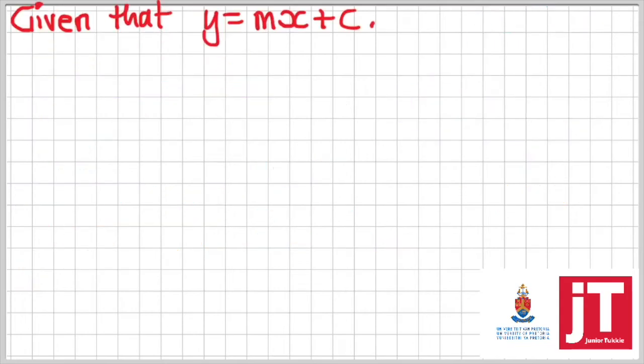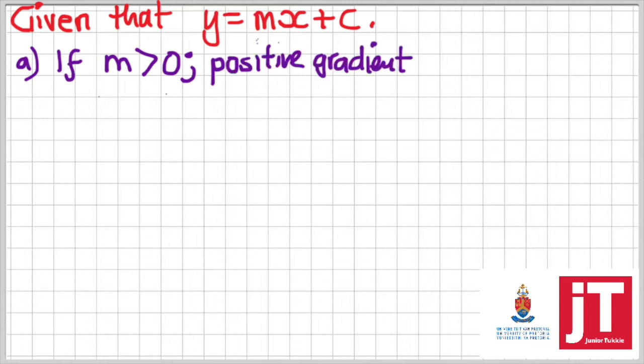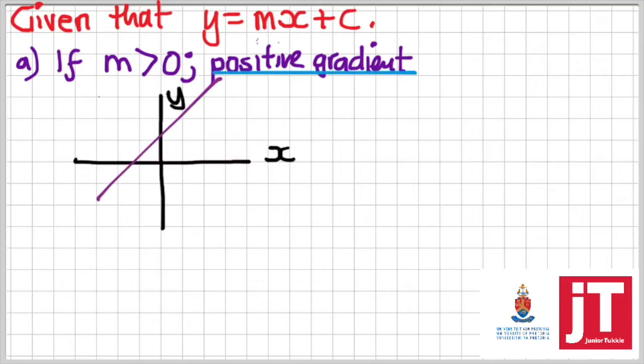We move on to a scenario where you're given y is equal to mx plus c, and you're told that your m is greater than 0, in other words, it's positive, it's got a positive gradient. If you were to sketch a graph there, you'd expect your graph to have a positive gradient. In other words, it must slant to the right of your y-axis. That's very important. So any straight line which slants to the right of the y-axis depicts a positive gradient.